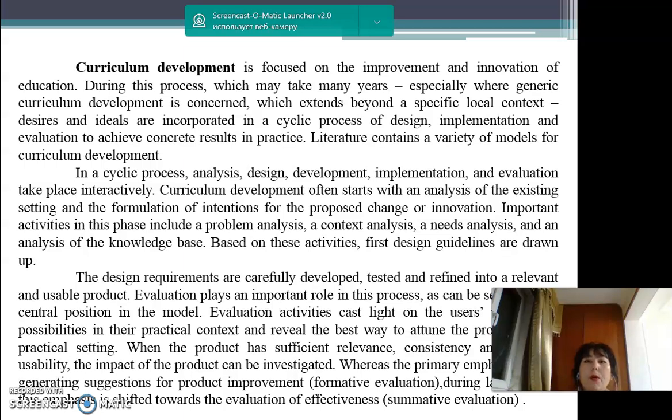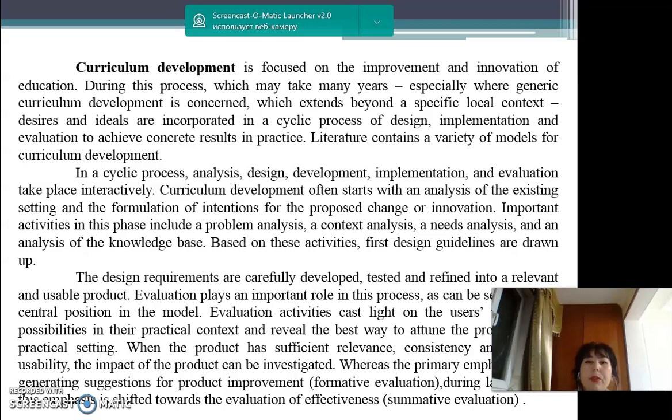Curriculum development often starts with analysis of the existing setting and the formulation of intention for the proposed change or innovation. Important activities in this phase include a problem analysis, a context analysis, a needs analysis, and analysis of the knowledge base. Based on these activities, first design guidelines are drawn up. The design requirements are carefully developed, tested, and refined into a relevant and usable product.